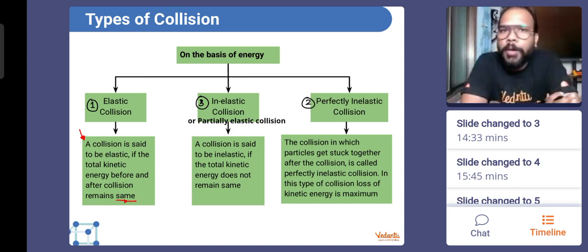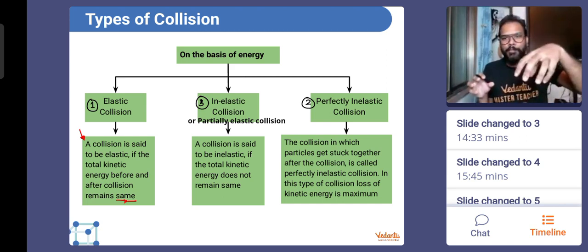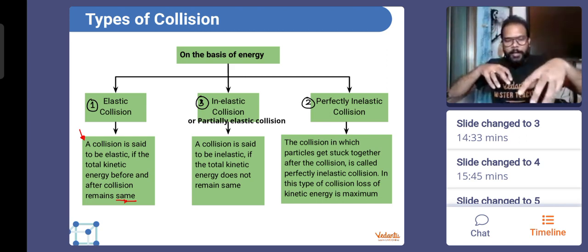Means what? If you talk about the two objects which are colliding, you talk about the kinetic energy of the first object, kinetic energy of the second object before collision, before they even collide. That means kinetic energy of the coin placed on the carom board, kinetic energy of the striker before they collide. Okay, so this is the calculation you do.